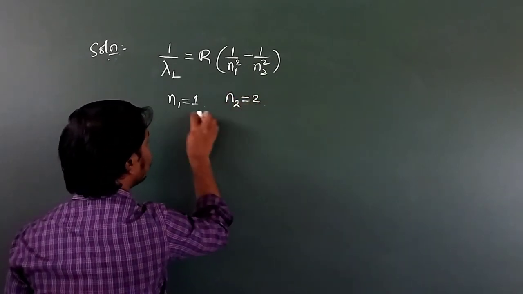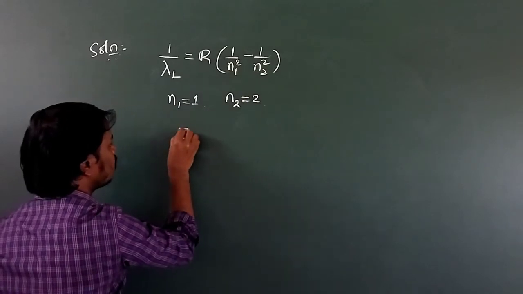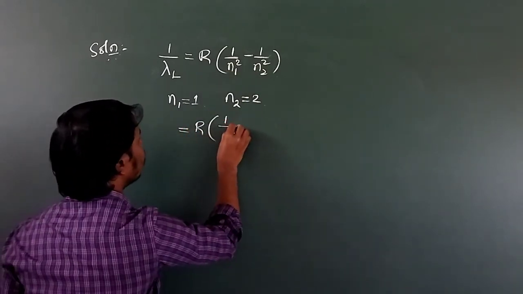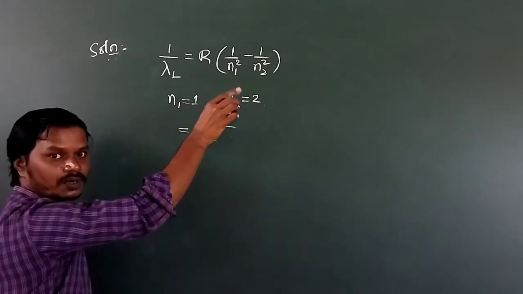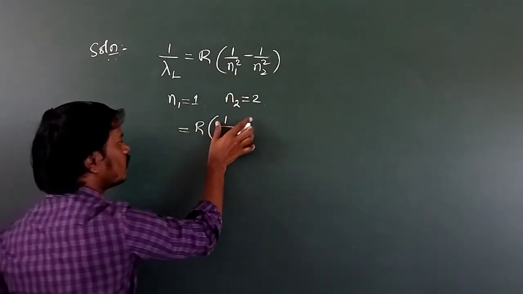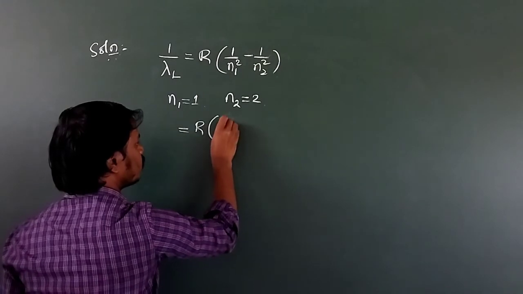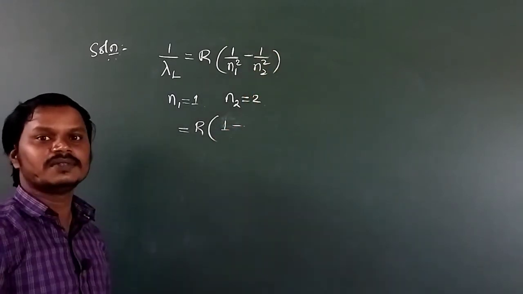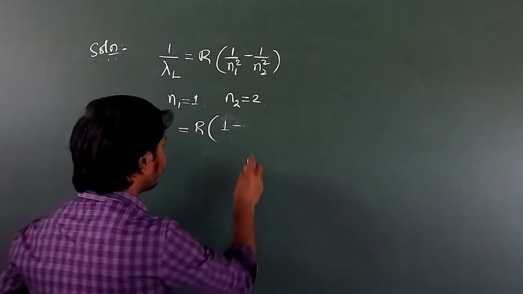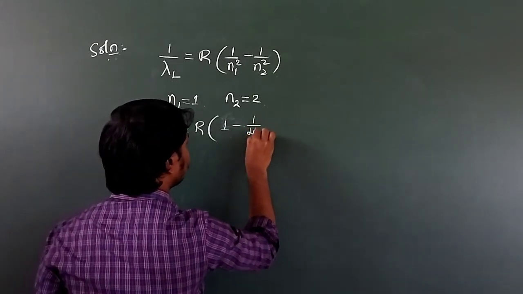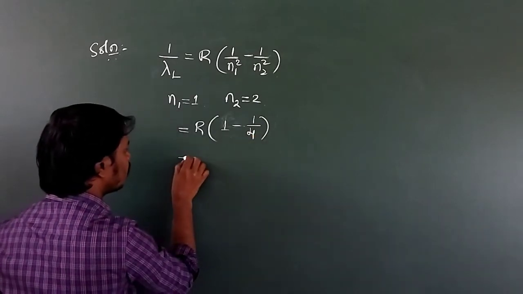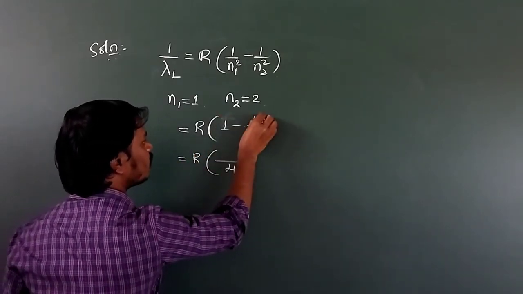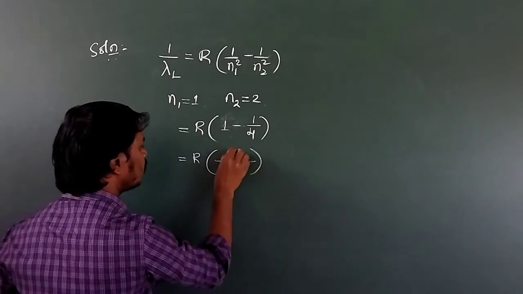That is 2. So let us put these two values in this equation. We will get R into 1 by N1 square. N1 square means 1 square, as it is 1, hence it is 1, minus 1 by N2 square. 1 by N2 square means it is 1 by 4. Then on solving this one, what is the LCM here? LCM is 4. Then 4 minus 1, that is 3. Then it is 3 by 4.